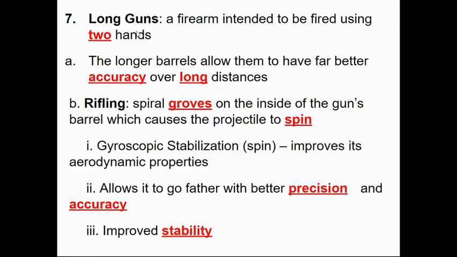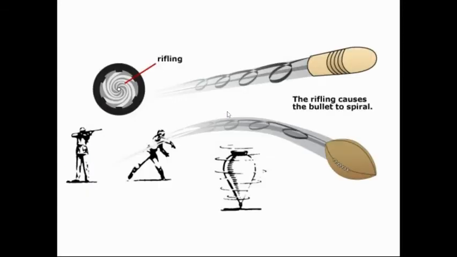Now, that long gun may or may not have rifling, those grooves inside the barrel that are going to cause that bullet or projectile to spin. This is called gyroscopic stabilization, which just means spin, and it gives it better flight properties through the air for better precision and better accuracy. It really provides stability for that round, or I should say that bullet, to travel through the air. So again, picture a spinning top, a spiraling football, in this case, a spiraling bullet.